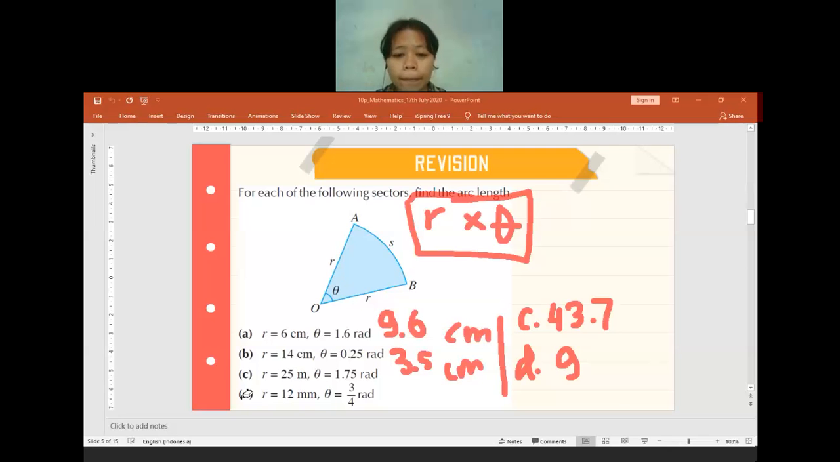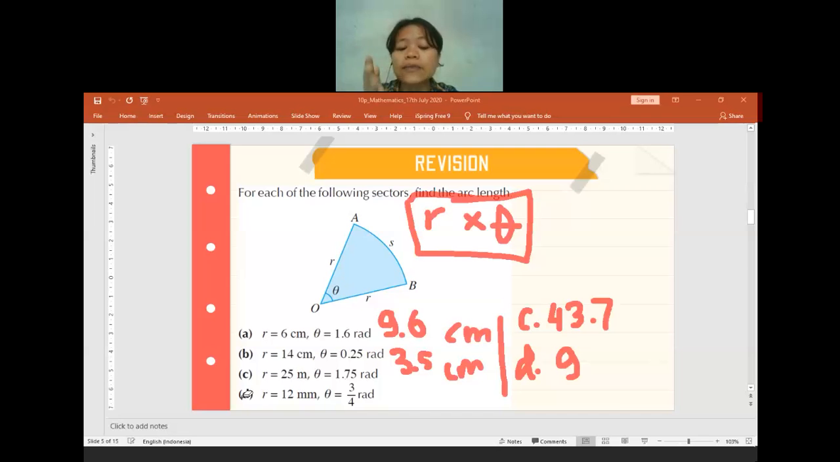So, about the step to find the arc length, the other one is x divided by 360 times 2 pi r, if the angle is given in degree unit. Now the angle is not given in the degree unit, so you cannot use the formula x divided by 360 times 2 pi r. For that formula, the angle has to be in degree unit.